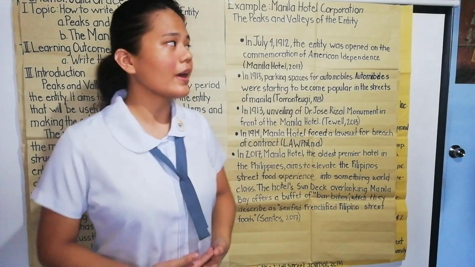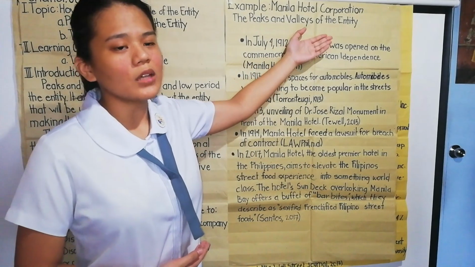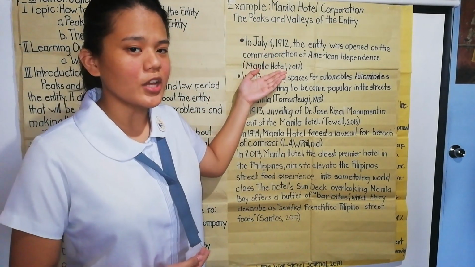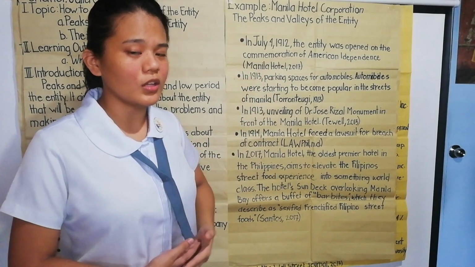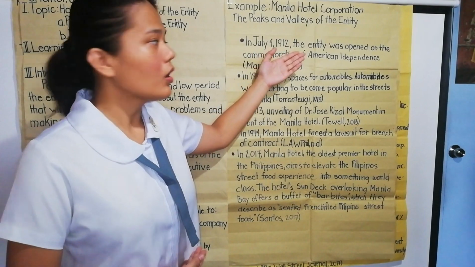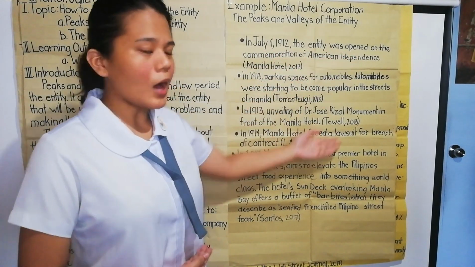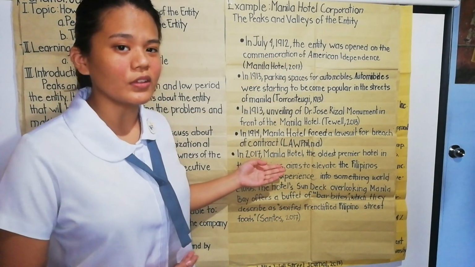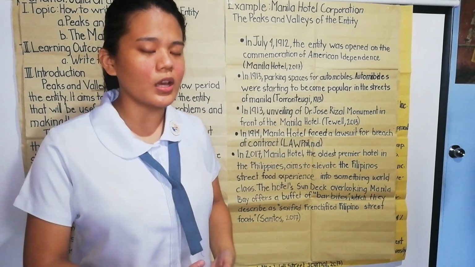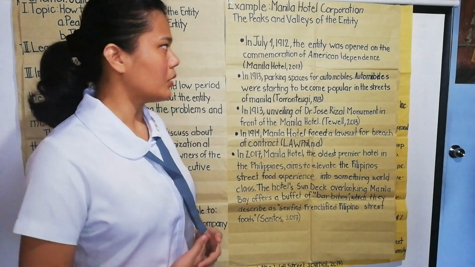For my example, I have here the peaks and valleys of the Manila Hotel Corporation. As you can see, everything is arranged by the year and by the occurrence of the event in bullet citation. It started from July 4, 1912, where the entity was opened, up to the recent year, which is 2017. Everything here is written in the briefest form but tells everything about the history of the entity.